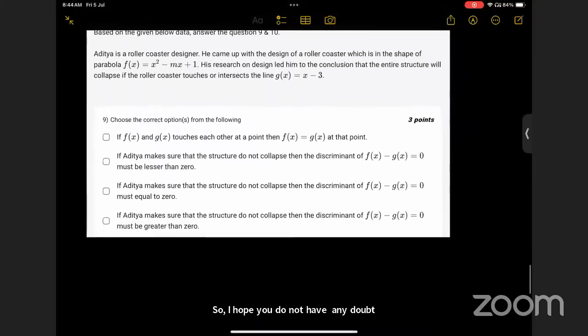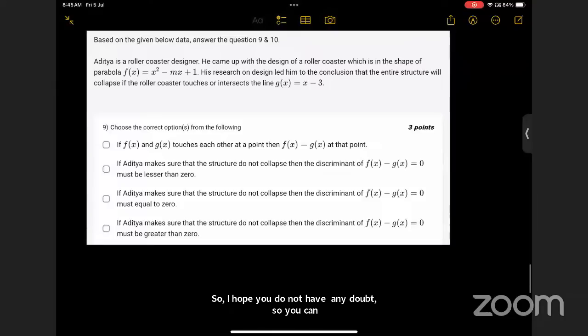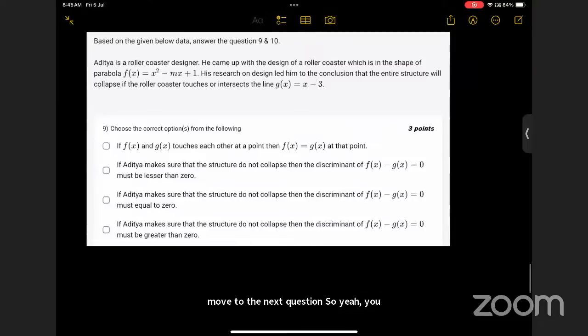This is your next question. So yeah, take your time to solve it. Write your answer on the chat box, okay? No need to answer.